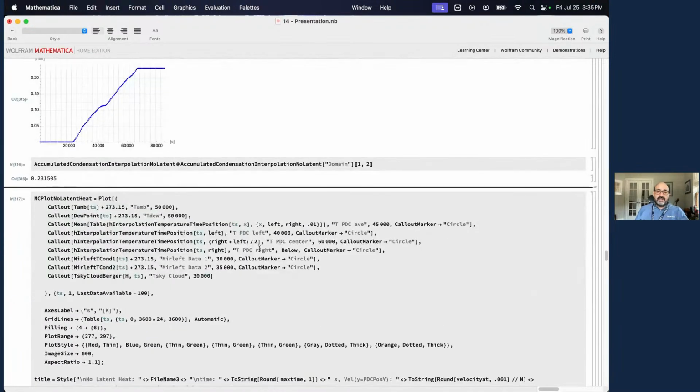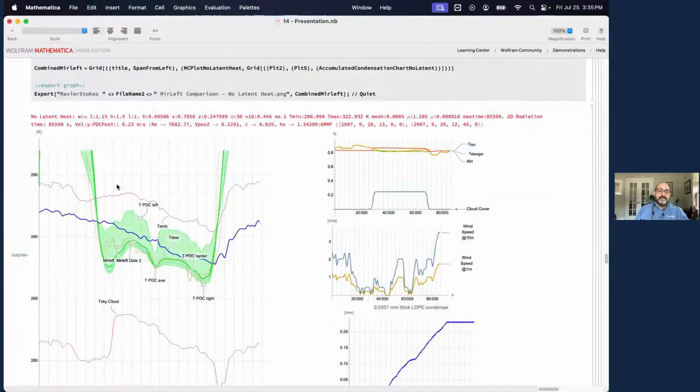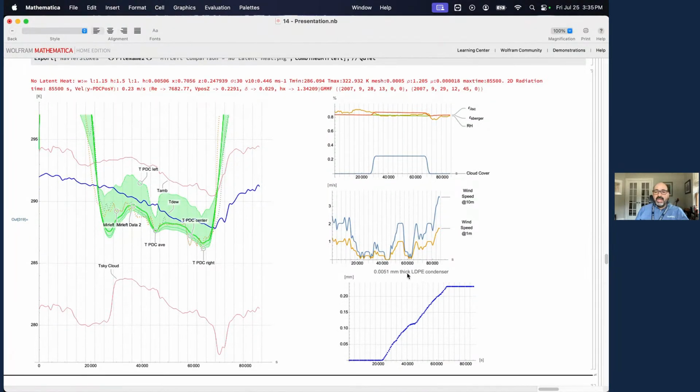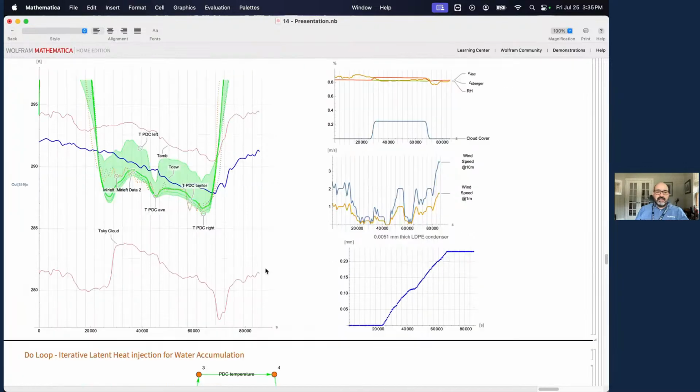So that's what I did. So now I take basically, this is the data, and you can see how accurate this is. The dotted points are the data. The projected temperature is the green data. This is the simulation, and this is the water as it condenses through the night.